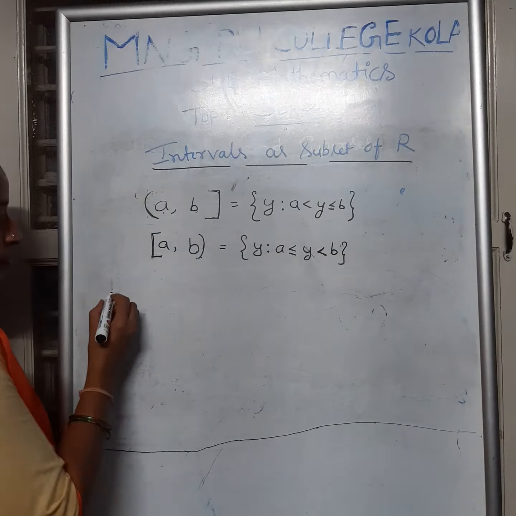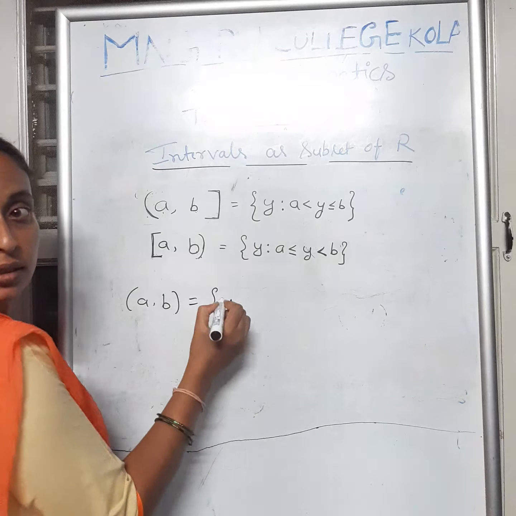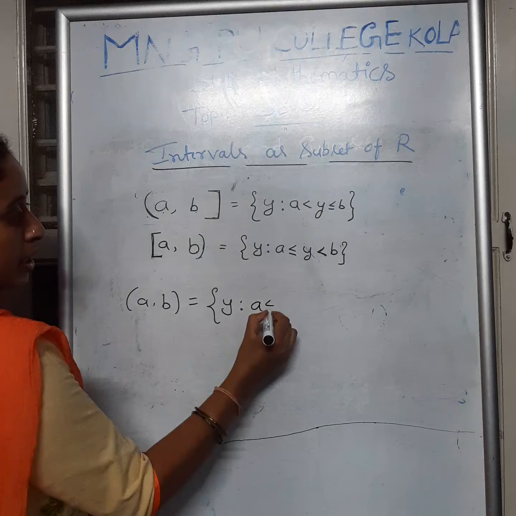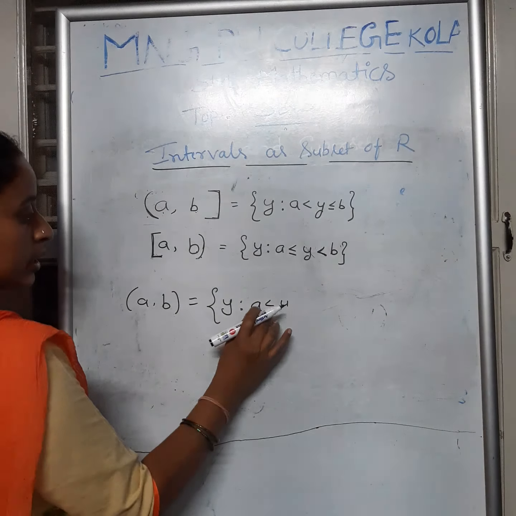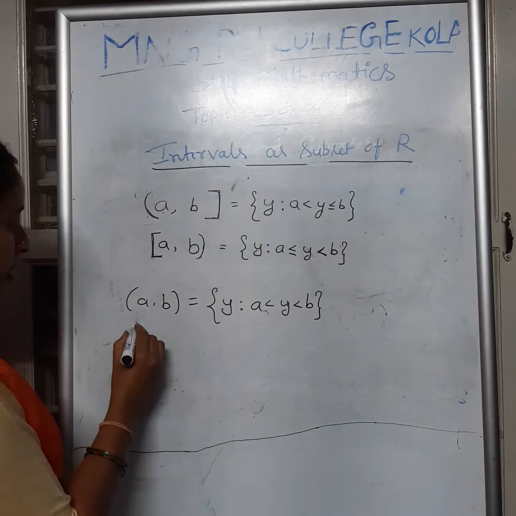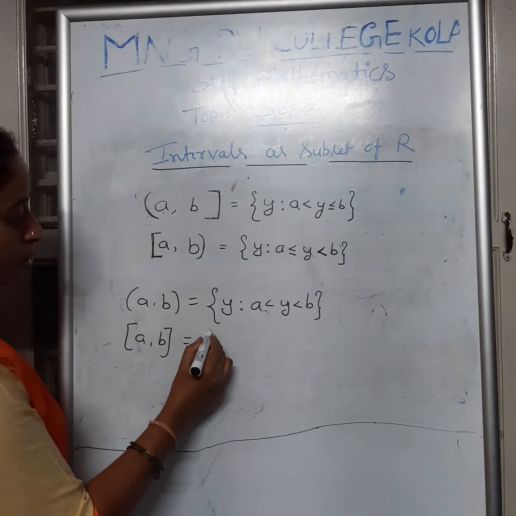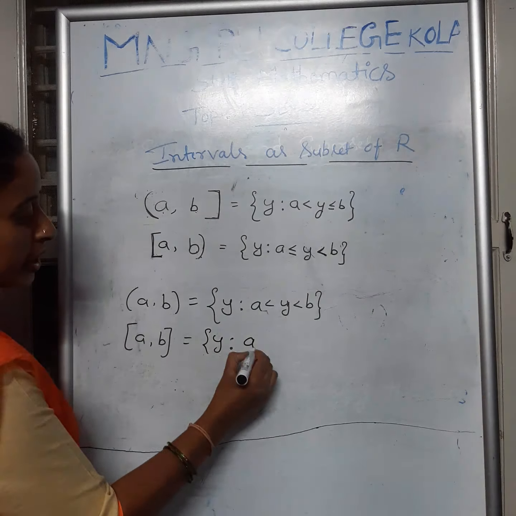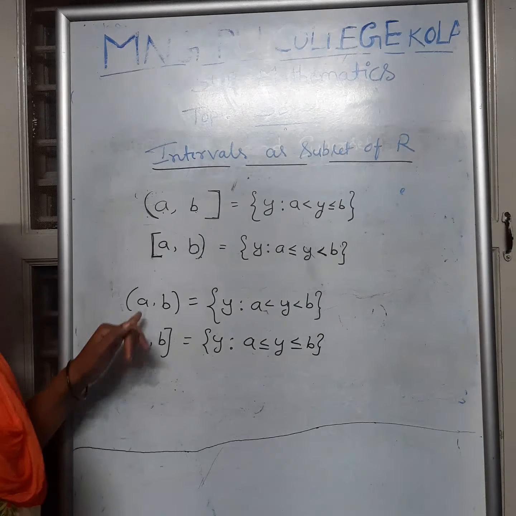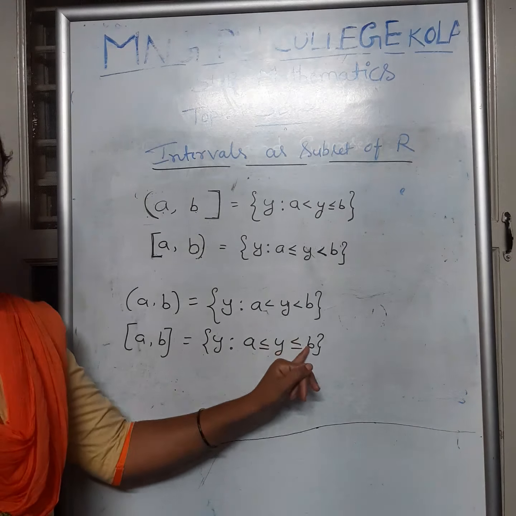Okay, so (A, B) equals the set of Y such that A is less than Y less than B. And in the closed interval [A, B], it equals the set of Y such that A is less than or equal to Y less than or equal to B. So in the open interval we don't consider endpoints, in the closed interval we consider the endpoints.